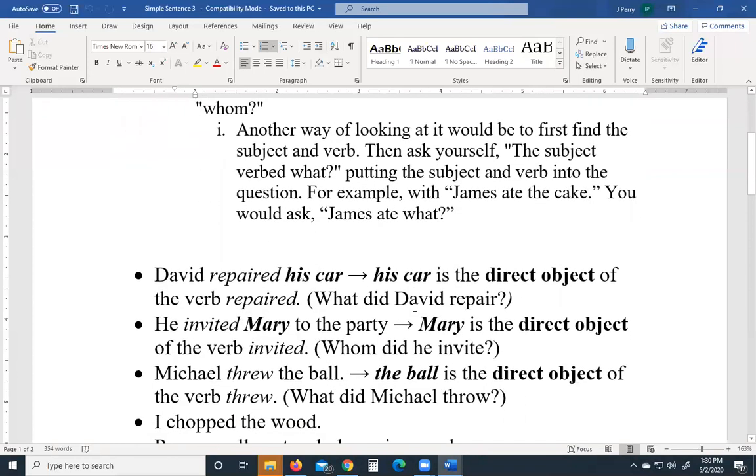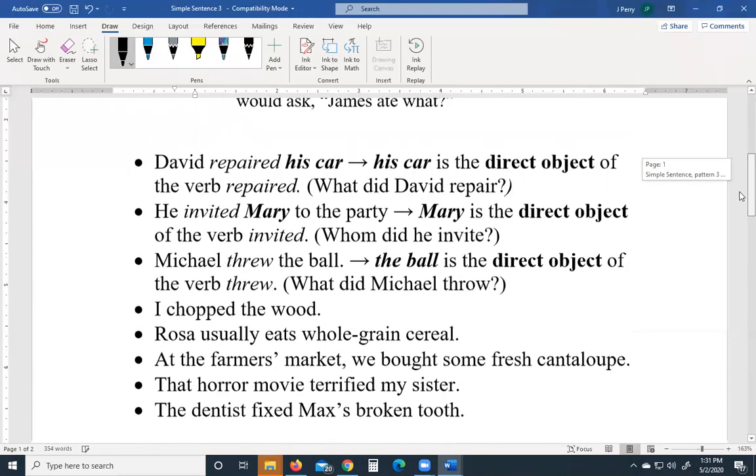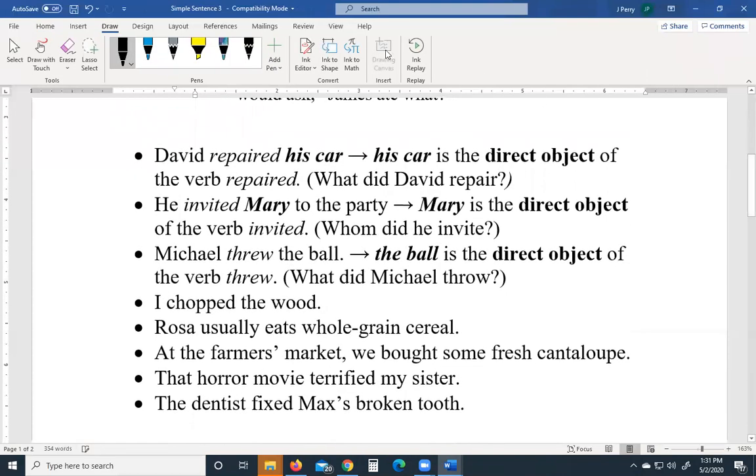So another way to look at it would be to first find the subject of the verb and then ask yourself the subject verb what? Putting the subject and verb into the question. So for example, with James ate the cake, you would ask James ate what? The cake. David repaired his car. His car is the direct object of the verb repaired because that's what he repaired. When we say, what did he repair? We would say the car.